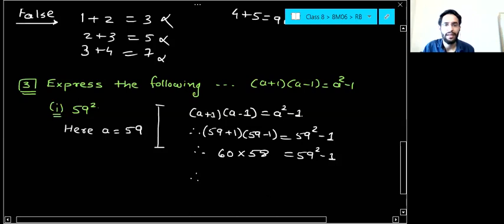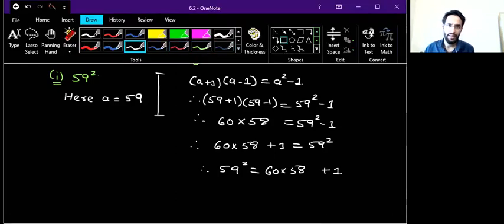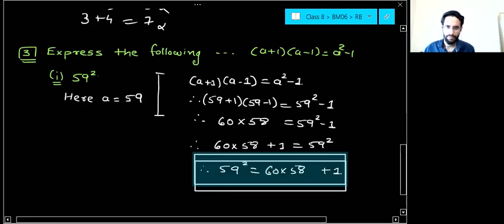The -1 will come to this side, so it will become +1. So 60 × 58 + 1 = 59 square. So your final answer should be 59 square is equal to 60 × 58 plus 1. Is it clear? Please give me some response. You can write it in any form; I am writing 60 × 58 so that you don't get confused. And you can also make it the subject first. This should be your answer.